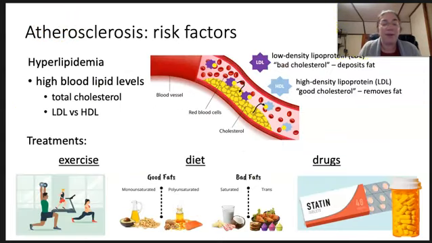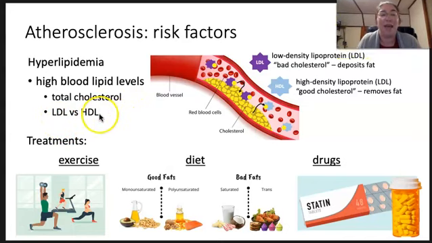So the one I want to focus on is hyperlipidemia. So hyperlipidemia just means high blood lipid levels, and mainly the ones we're concerned with are total cholesterol levels, but even more so the breakdown between these two types of cholesterol, the LDL cholesterol and the HDL cholesterol. So LDL stands for low density lipoprotein, and this is what we refer to as bad cholesterol. Really, neither of these are a type of cholesterol. These are lipoproteins. They are giant molecules that transport cholesterol.